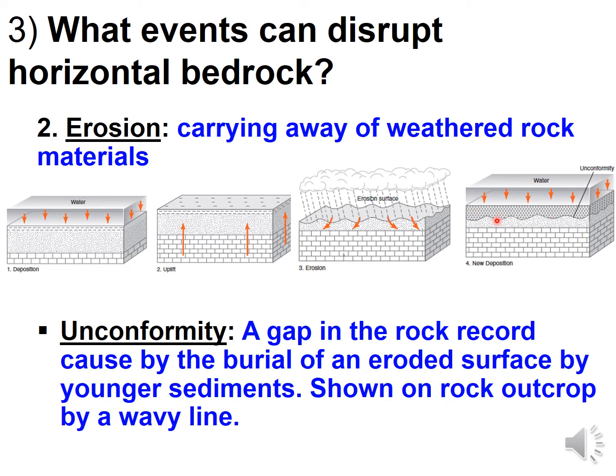And we call that wavy line an unconformity. It often results in a gap in the rock record caused by erosion. Again, that's what that wavy line means: that something's been eroded. We're missing some of the rock record.